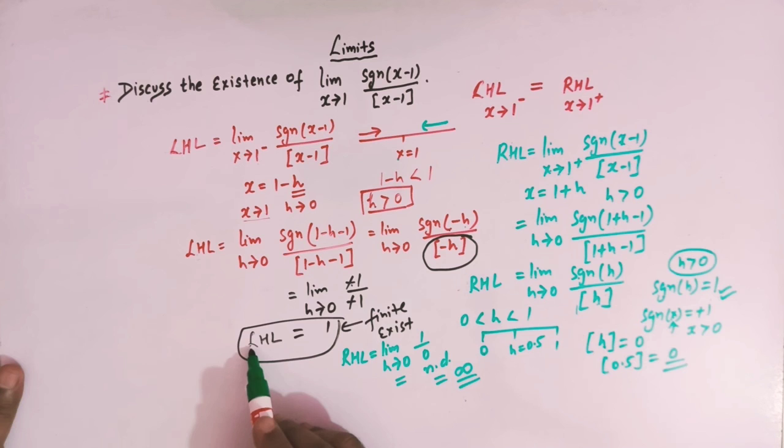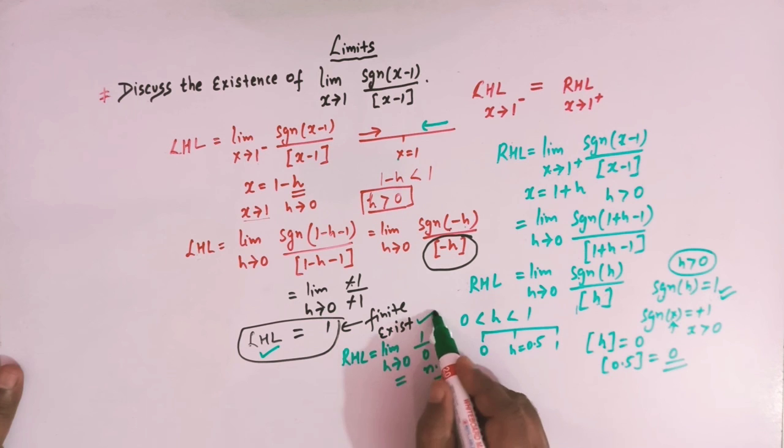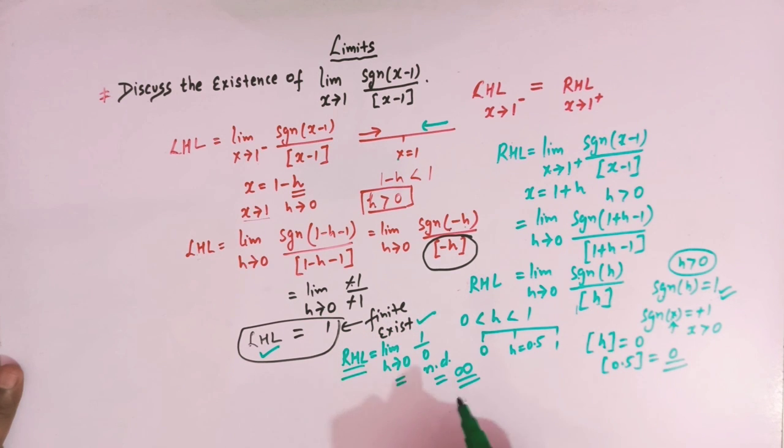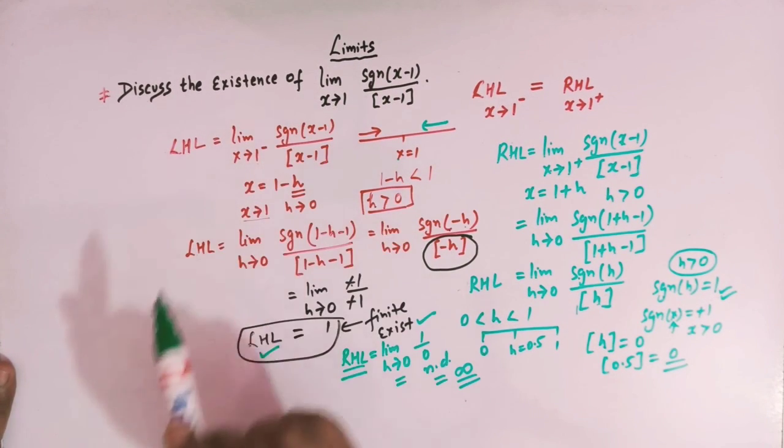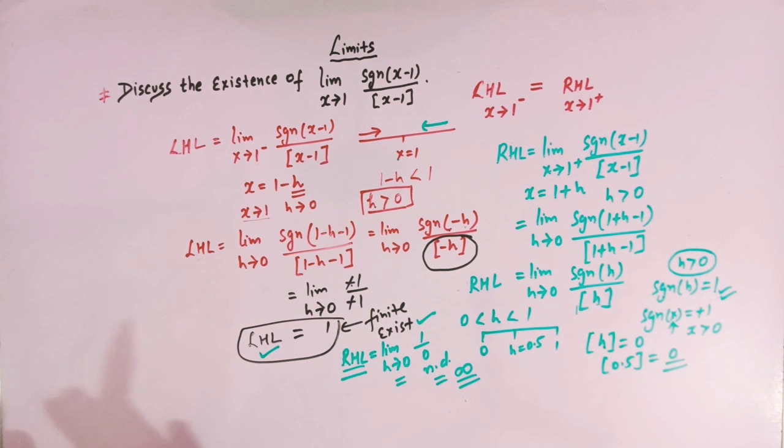But the left hand limit is 1. So by the definition of existence of limits, we see that although the left hand limit is finite and exists, the right hand limit does not exist. So we conclude that the limit of this function when x tends to 1 does not exist. So viewers, this is how we can solve these type of problems.